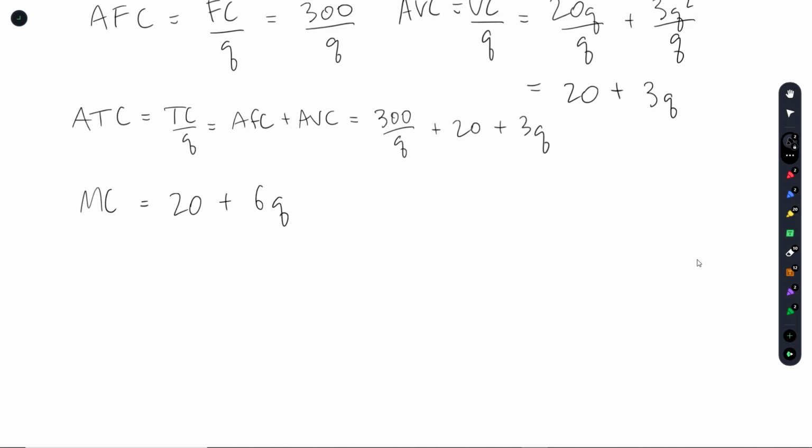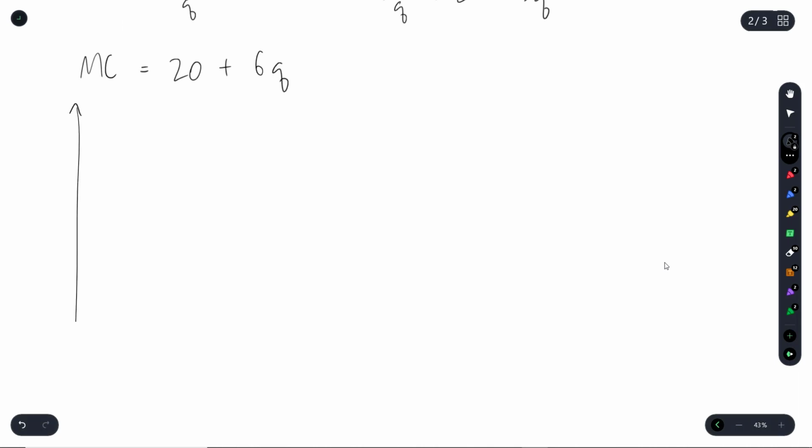What I do want you to focus on is think about the shape of this marginal cost curve. It has an intercept of 20, so when Q is 0, marginal cost is 20. But as Q gets bigger, we can see that marginal cost is going up because of the 6 sitting there. Therefore, this aligns with our general idea that marginal cost rises as quantity goes up. Now we're going to graph.